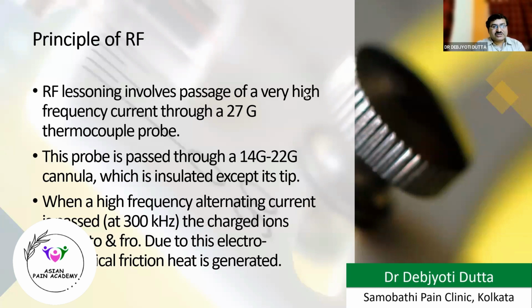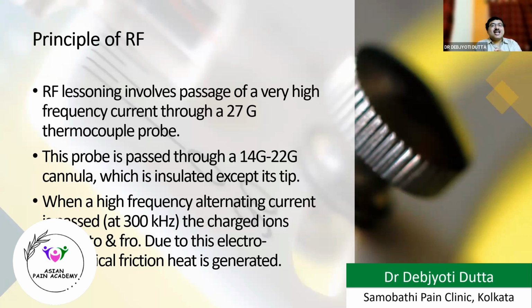So first, RF lesioning involves the passage of a very high frequency current to a 27 gauge thermocouple probe. The probe is passed through a 14 gauge to 22 gauge cannula, and depending on the area, we should select the cannula, which is insulated except for the tip. Then the high frequency alternating current is passed to the tip, and that causes heat generation through the electromechanical friction of the tissue. Okay, so what will happen? Due to this change in polarity of the current, the ionic tissues close to the tip will start moving. These will have friction and collide with one another, and they will generate heat.